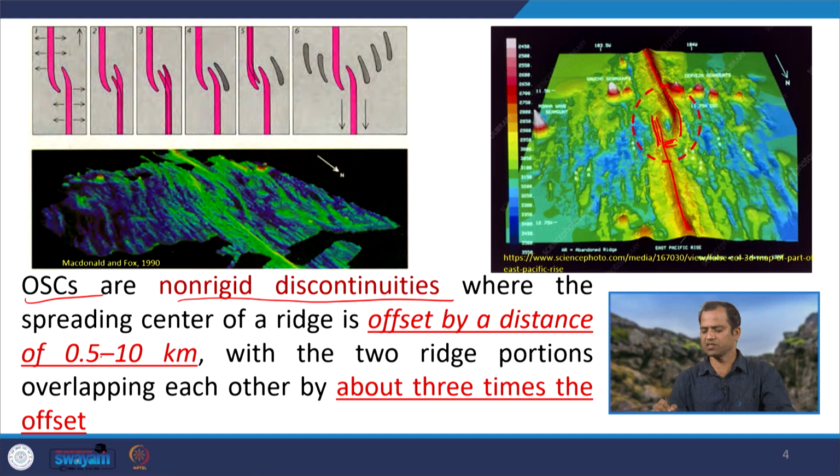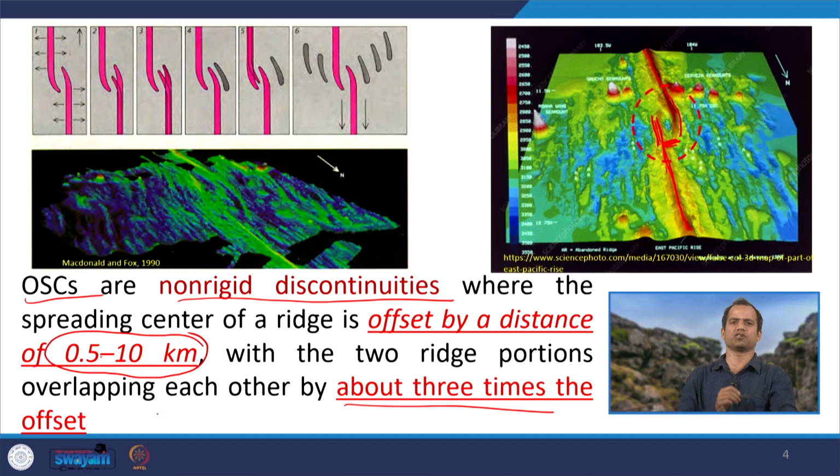This is called the offset, that means from this orientation it is taking some distance and deviating from this orientation. Similarly, this offset varies from 0.5 to 10 kilometers, and the overlapping is about 3 times the offset. So if this is the offset amount, the overlapping will be up to 3 times that, and that is why this is called the overlapping spreading center.